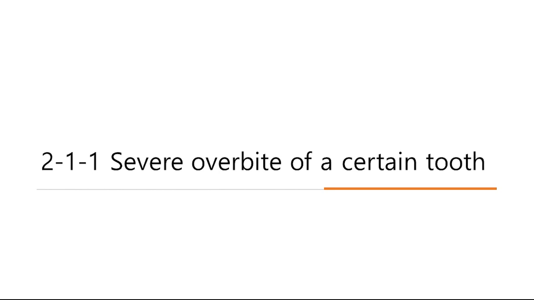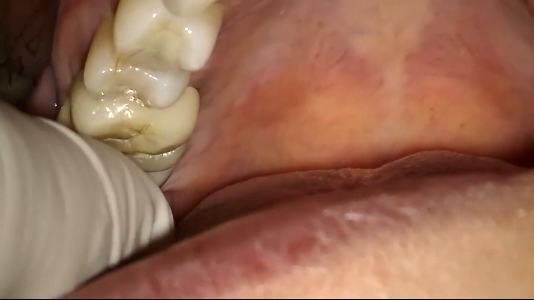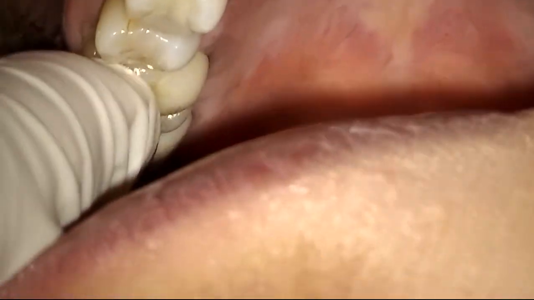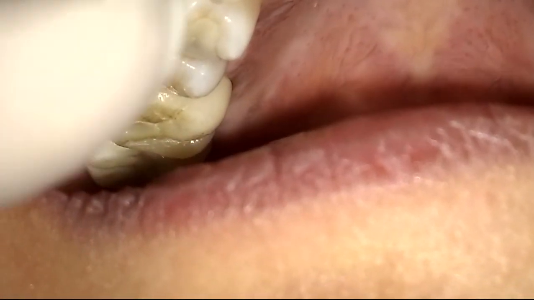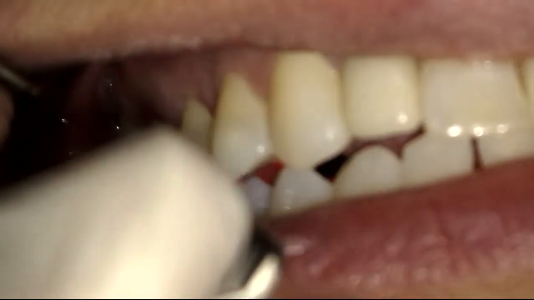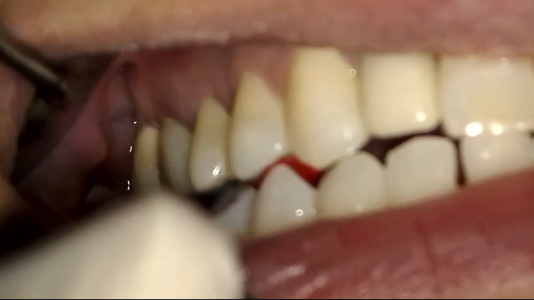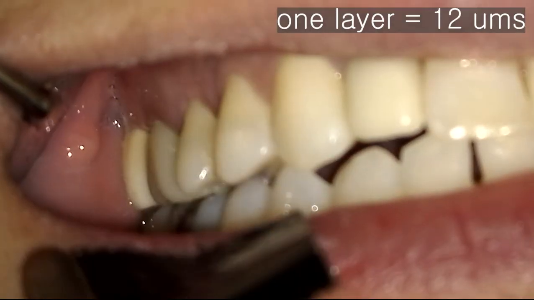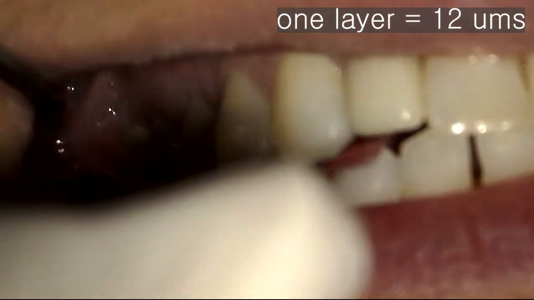First, let's show the case of a severe overbite of a certain tooth. I want to check a case where I didn't anticipate and made an error. I placed the crown and checked the occlusion. A single sheet of 12 micrometer thick occlusal paper comes out easily in front of the crown.